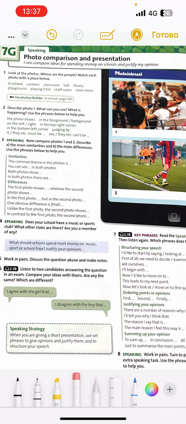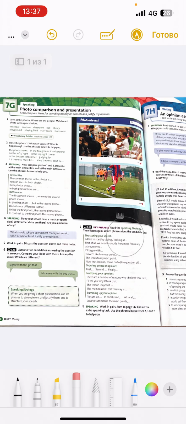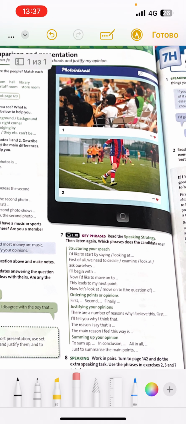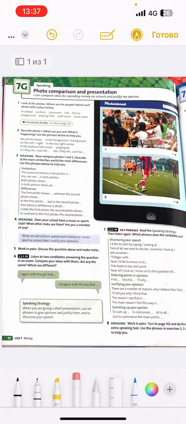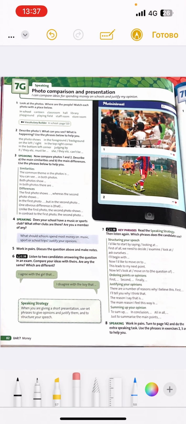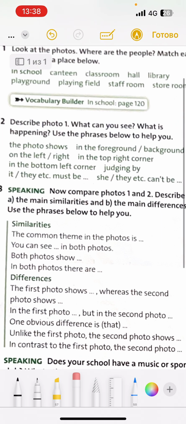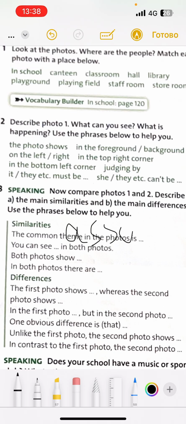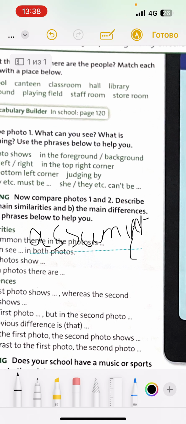Next, judging by the picture. Judging by the picture это судя по фото, yeah? Alright, it, they, etc. be. It must be, it can't be. When do we use it? It must be when you assume things. Do you remember what is assuming? Assume is when you logically предполагаешь, you think about it, nobody says, you just see and observe and tell what's happening, yeah?